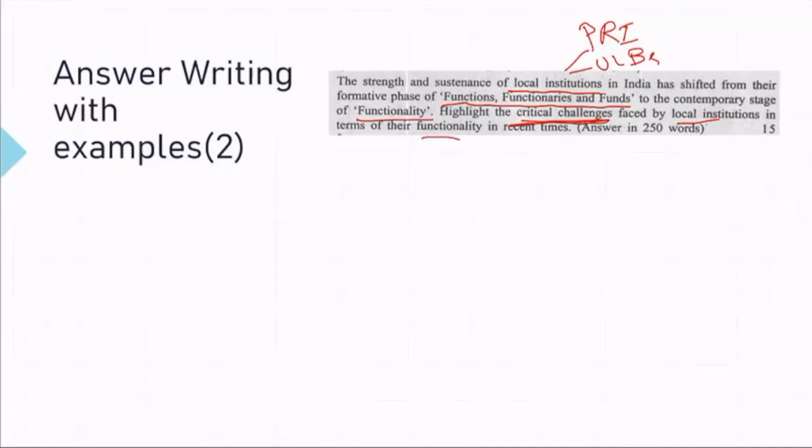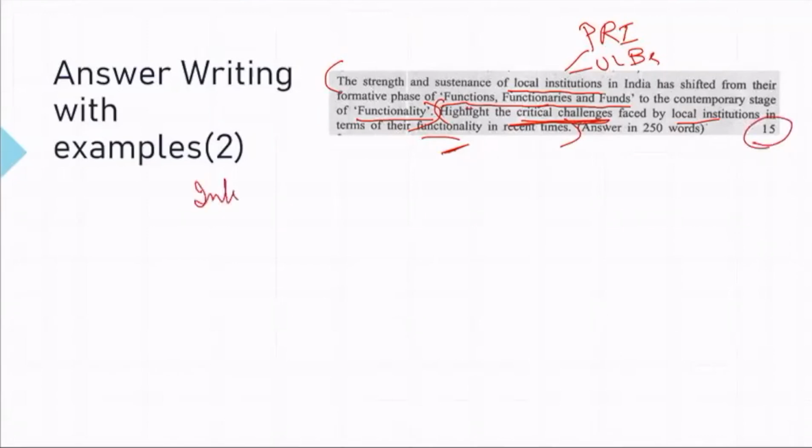So they're saying that you have to focus on the functionality, challenges related to functionality, and that they have shifted from functions to functionaries. So there are two statements, and you have to give respect to both. Although your question is mainly this, you have to give respect to this also. And this is a 15-marker question.